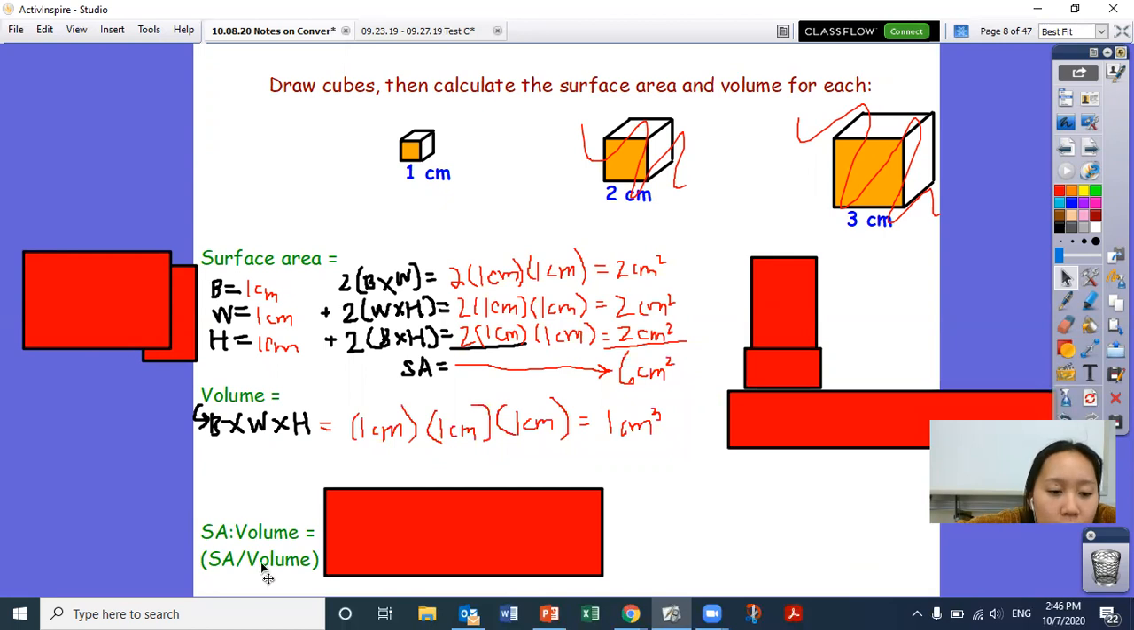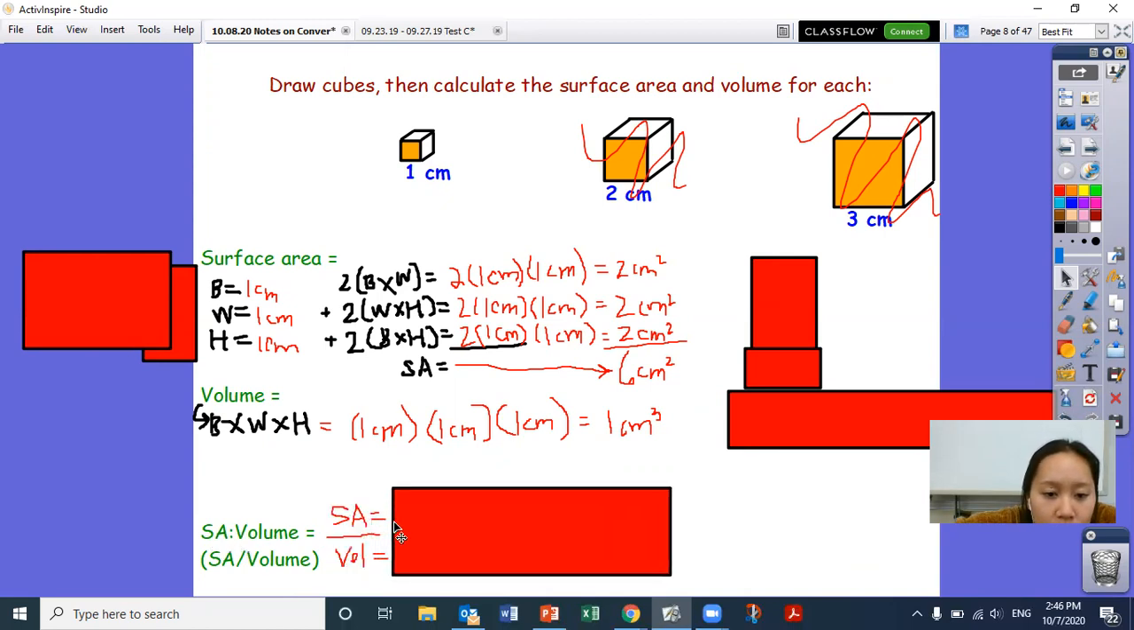Now, our end goal is to find surface area to volume ratio, because that's what we take into consideration when we talk about cell sizes. The surface area to volume ratio is basically taking the surface area as a numerator and volume as a denominator, and you're going to divide the top by the bottom.